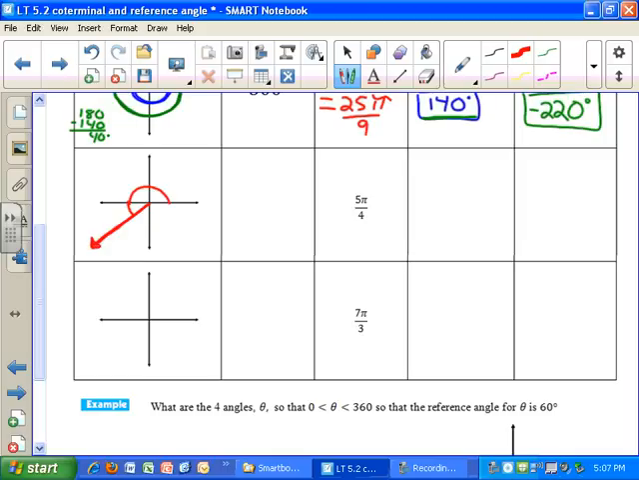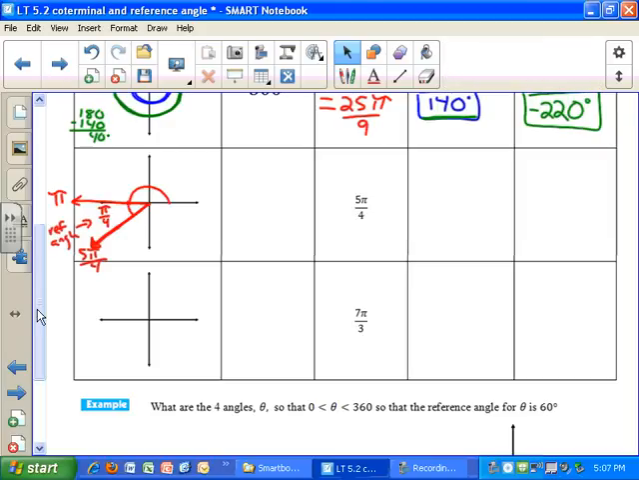So there is our terminal side, which means our terminal side and the x-axis are going to create my reference angle right there. Well, because that's pi and because this is 5 pi over 4, I want to subtract to find the difference. So if I do 5 pi over 4 minus pi, I am going to end up with pi over 4 as my reference angle.